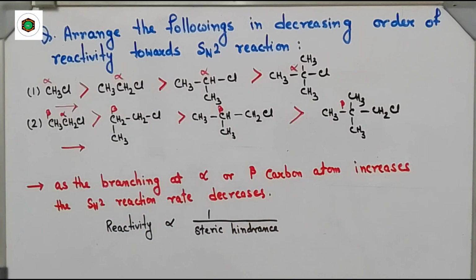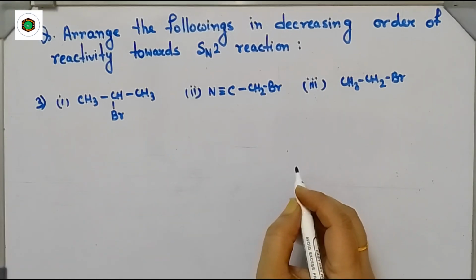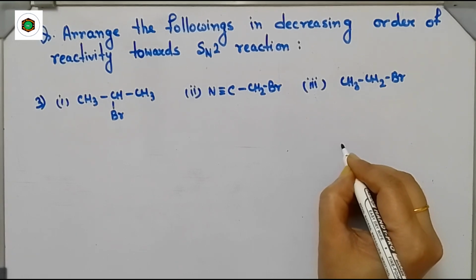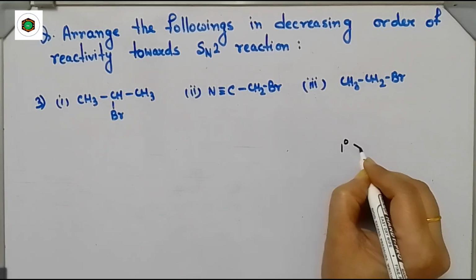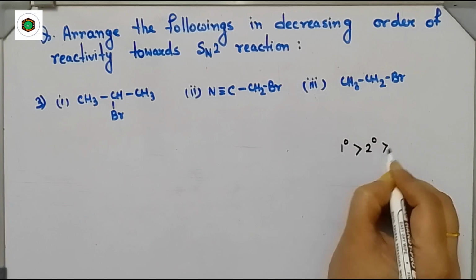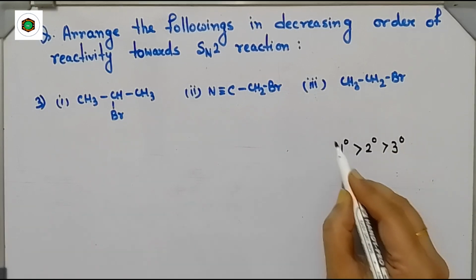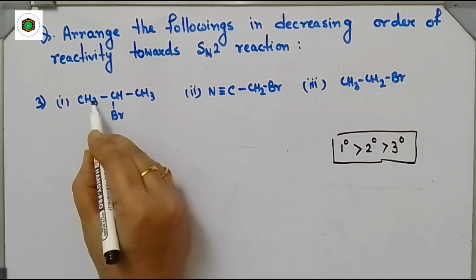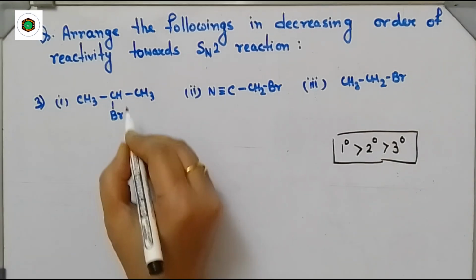With increasing steric crowding or steric hindrance at the alpha or beta carbon atom, reactivity decreases. So in problem number 1, we have seen that for the SN2 reaction, the reactivity of 1 degree halide is the most, then 2 degree halide, then 3 degree halide. Remember this.